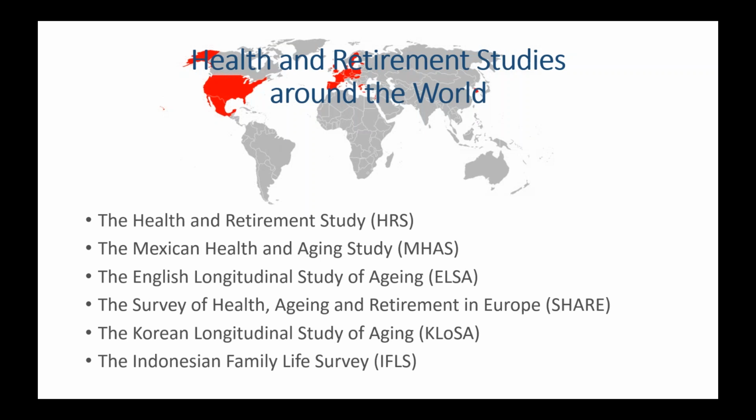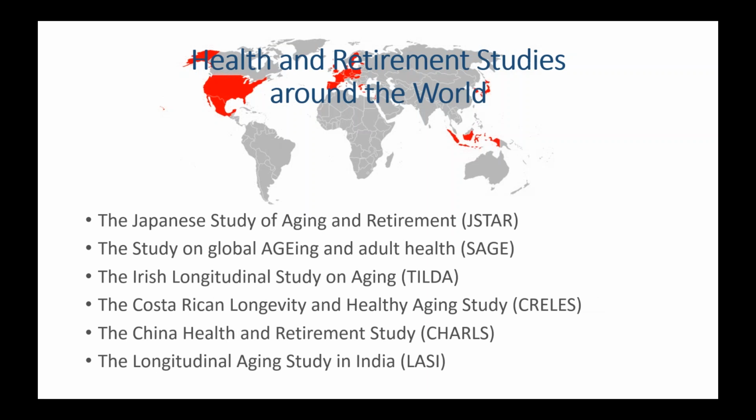In 2006, KLoSA, the Korean Longitudinal Study on Aging, gave us our first data outside of the US or Europe, covering Asia. And KLoSA had a slightly earlier age range, so they started following people at age 45 or older. So they follow people 45 to end of life. The IFLS was made comparable to the HRS in 2007. That's the Indonesian Family Life Survey, which is actually an earlier survey. It started in 1993, but it was made comparable to the HRS in 2007, and so it's considered part of this family of surveys.